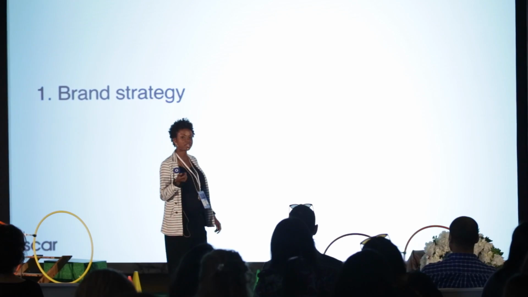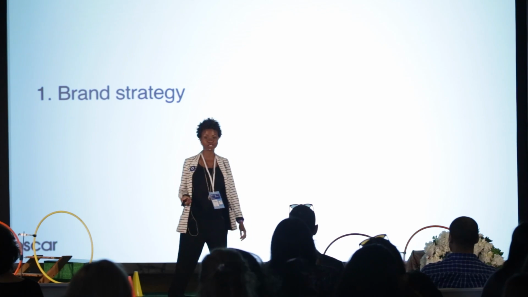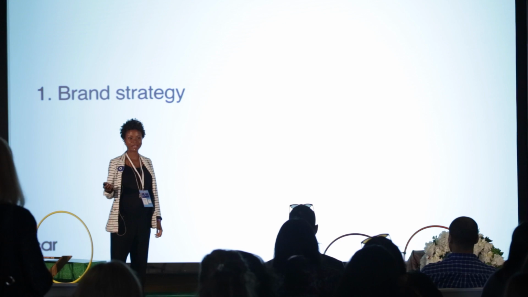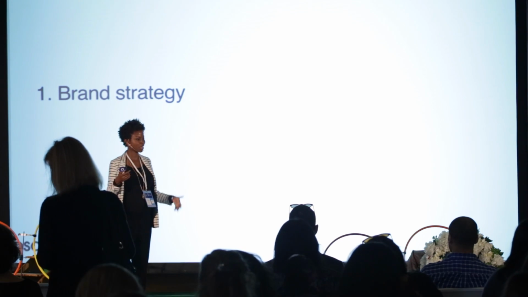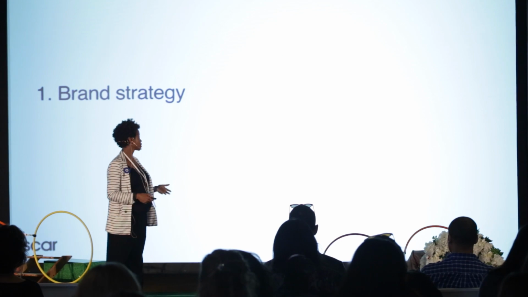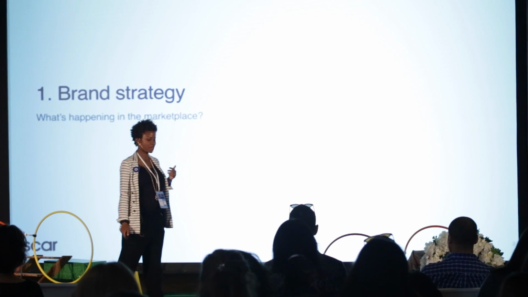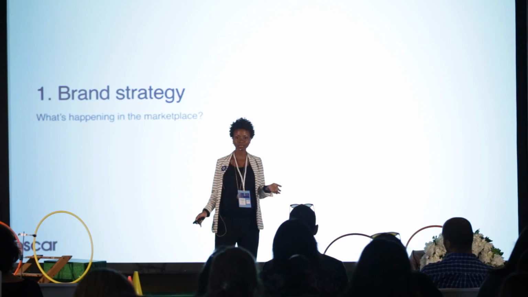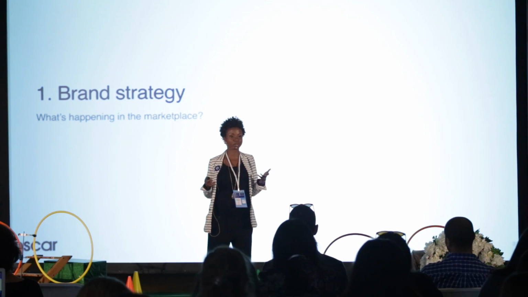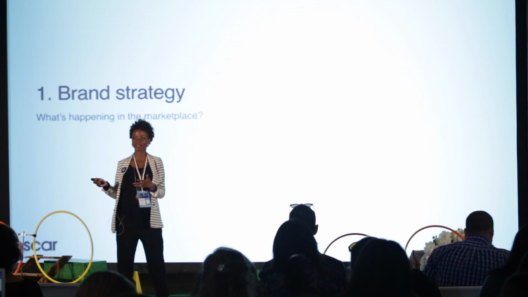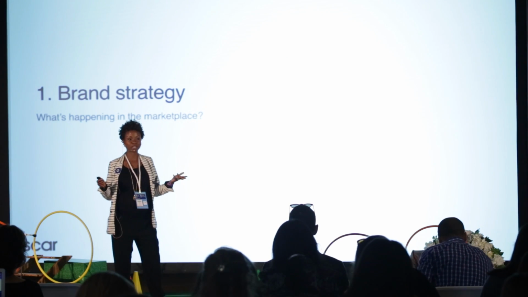So there are a couple of things that are part of your brand strategy. And I'm going to talk about Oscar as my example as we go throughout, so you can see how it applies and how it relates to the real world. But one of the first things is thinking about the background. What's happening in the marketplace? Who are your competitors? What are they saying? Are they similar to you? Are they different? But just getting that background down and understanding what's out there.